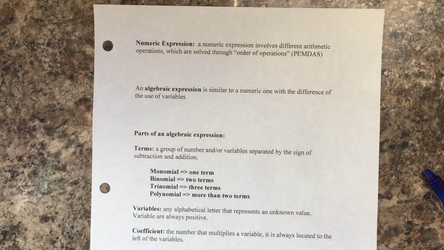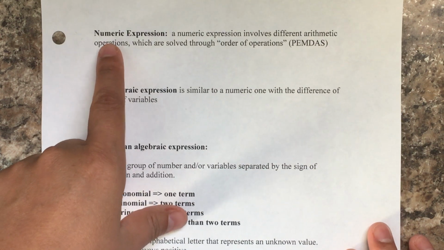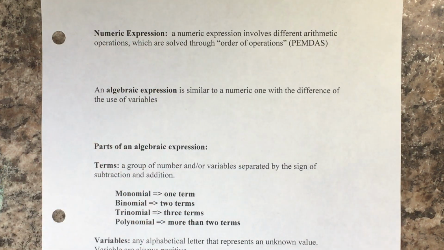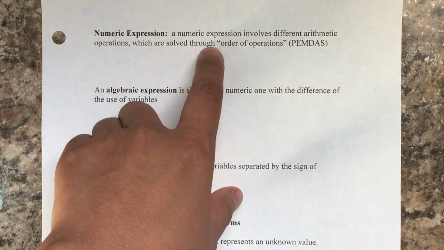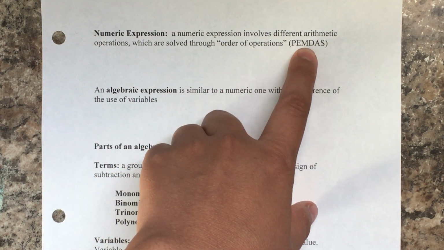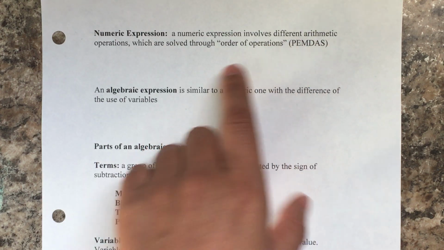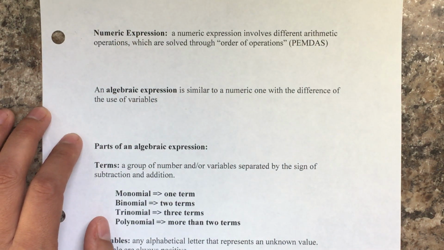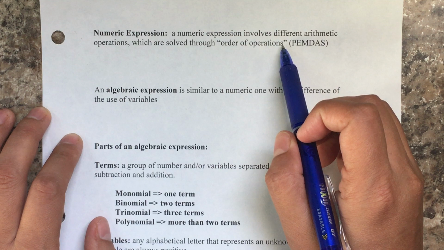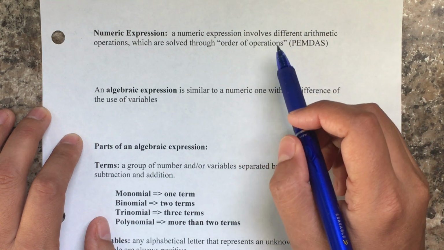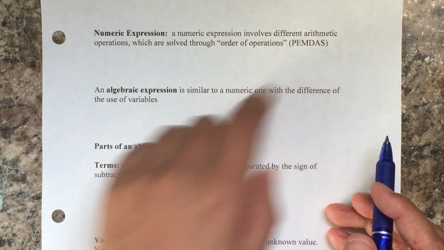Okay, so let's start with some vocabulary. And so we have here, it says numeric expression. A numeric expression involves different arithmetic operations which are solved through order of operations, or if you remember from previous modules, it's called PEMDAS. So es una expresión numérica y es la que se resuelve a través de el orden de operaciones, conocido como PEMDAS, y envuelve las diferentes operaciones de aritmética.